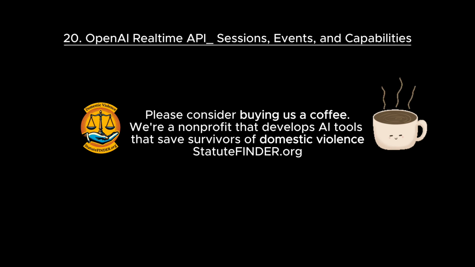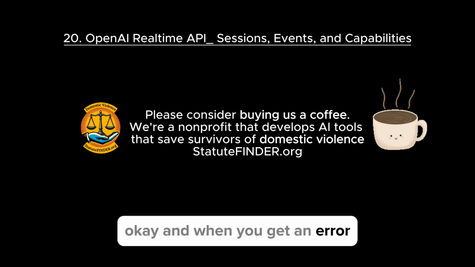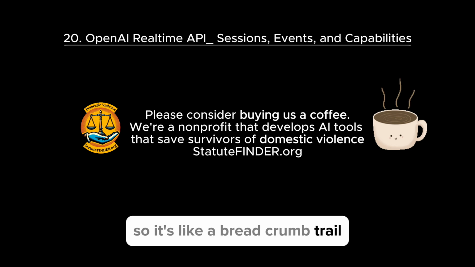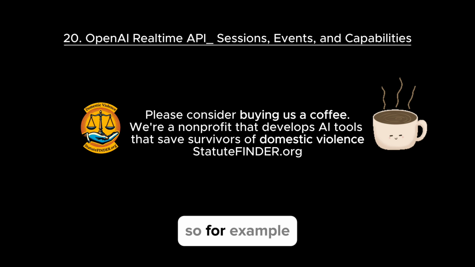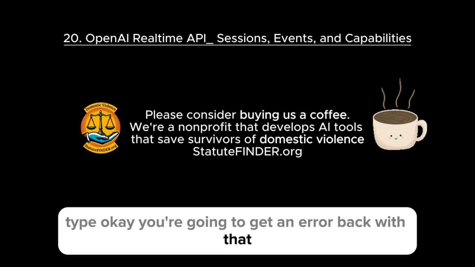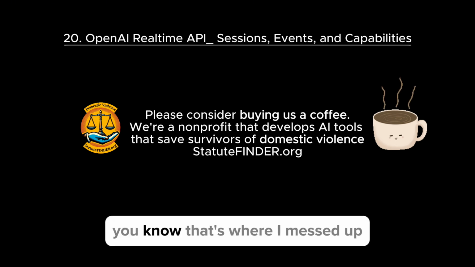Yeah, and here's a pro tip. Use the event_id field. So this is like a unique identifier for each event. And when you get an error, you can match the error's event_id with the event_id of the original event that caused it. So it's like a breadcrumb trail that leads you back to where things went wrong. Right. For example, let's say you accidentally send an invalid event type. You're going to get an error back with that same event_id. So you know that's where I messed up.